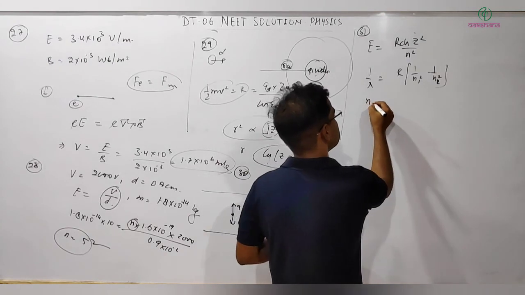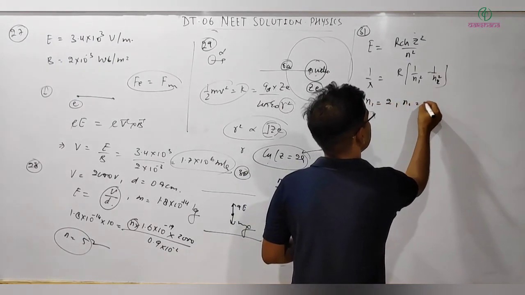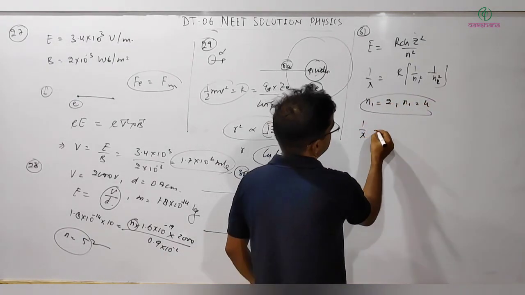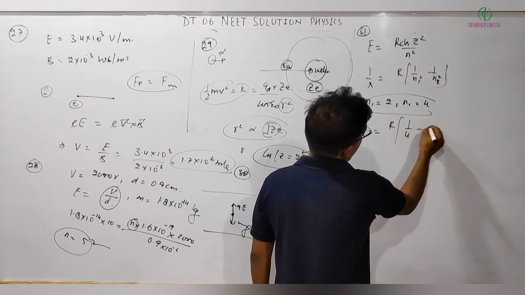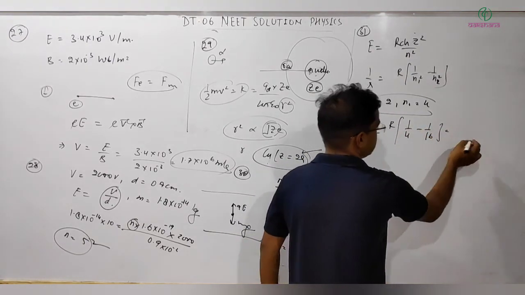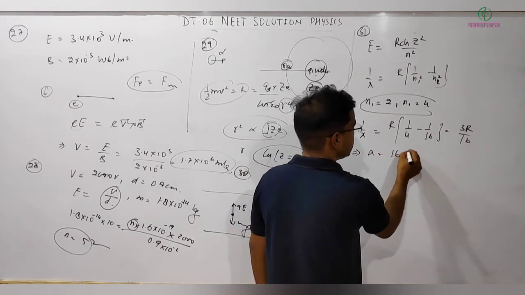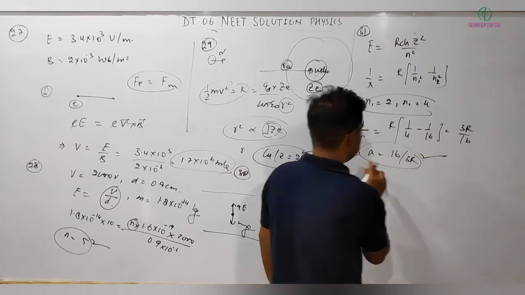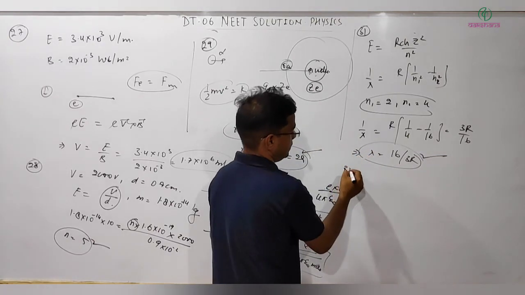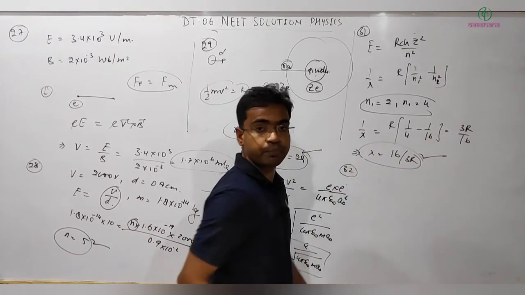So n1 is 2 and n2 is equal to 4. Then 1 by lambda is coming out to be R into 1 by 4 minus 1 by 16. That simplifies to 3R by 16. So this implies lambda is equal to 16 divided by 3R. This is your answer for question number 31. Next, 32.